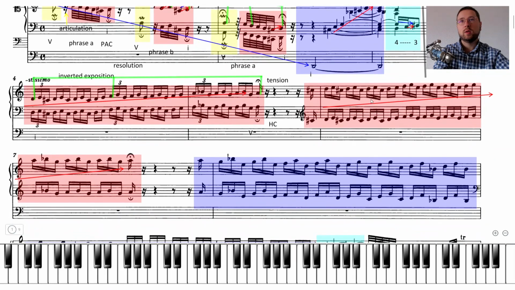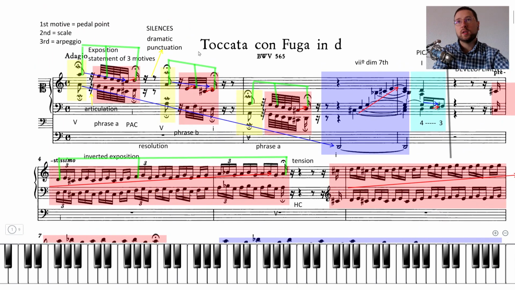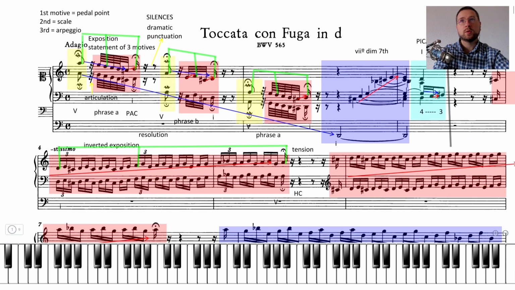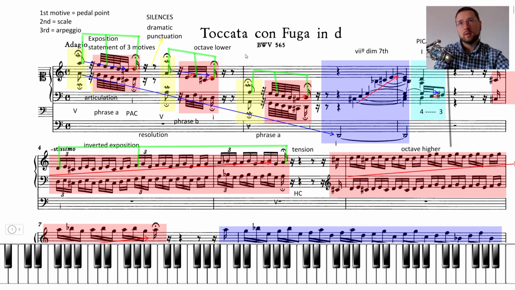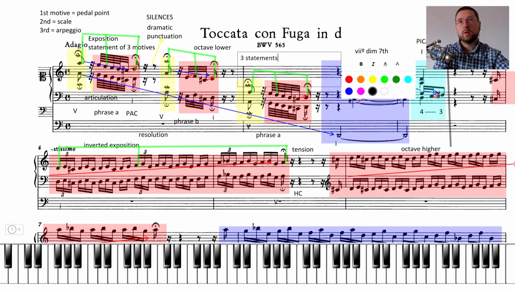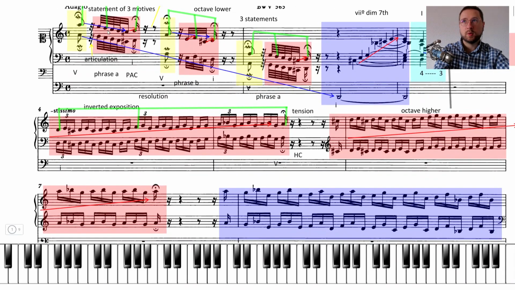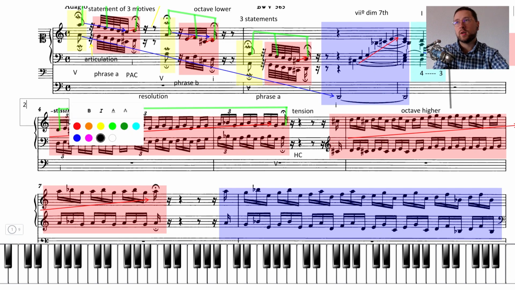And then as we move forward, you can see that all that happens is just the opposite. Here we're going an octave higher, whereas Bach was going an octave lower. So that's the inverted. Here we had 3 statements of this complex motive, which had 2 parts. Now we are having only 2 statements, right? So that is a very common duality, moving between 2 and 3.